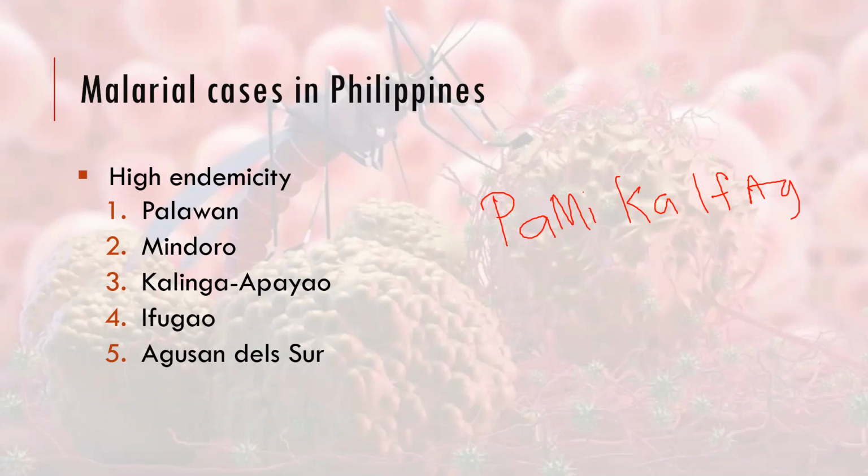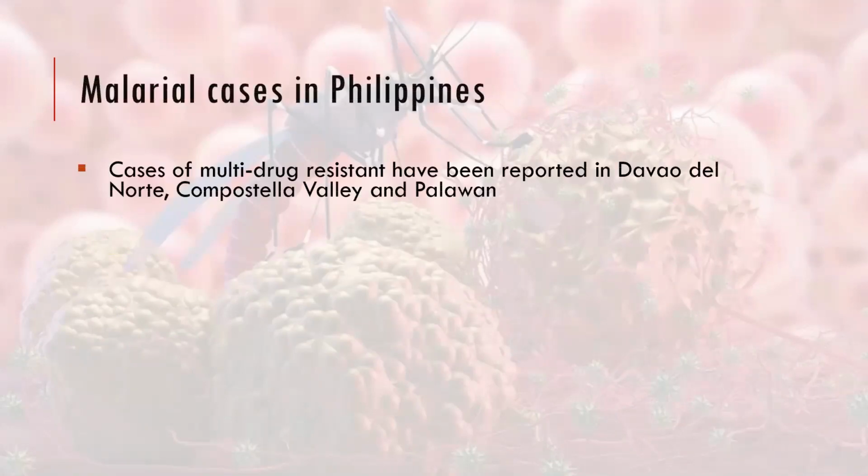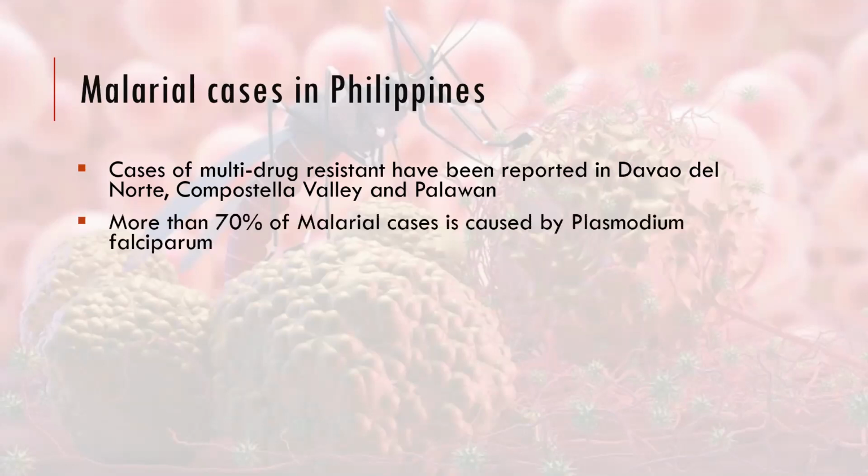Okay? Palawan, Mindoro, Kalinga, Apayao, Ifugao, and Agusan del Sur are places in the Philippines wherein malaria is endemic. Multi-drug resistant malaria has been reported in Davao del Norte, Compostela Valley, and Palawan. More than 70% of malaria in the Philippines is caused by Plasmodium falciparum. Kawawang Pilipinas. May malaria na nga, deadliest pa. And the remaining 30% is caused by vivax.